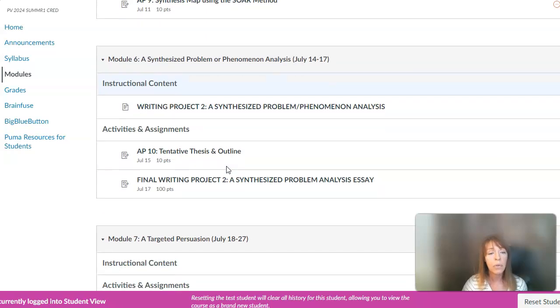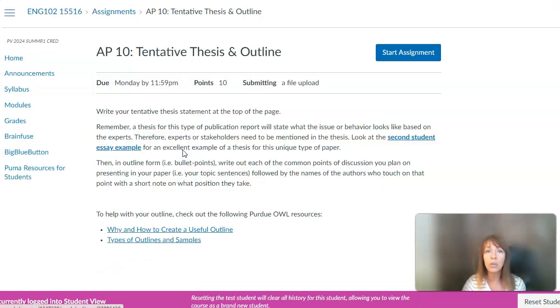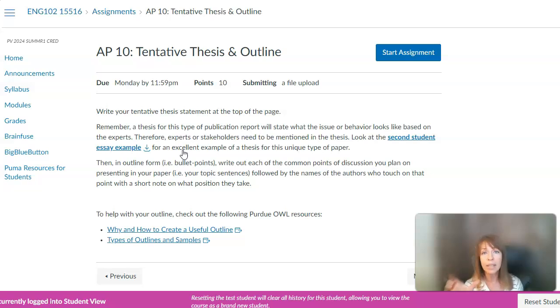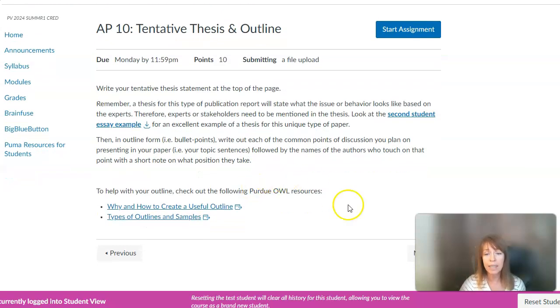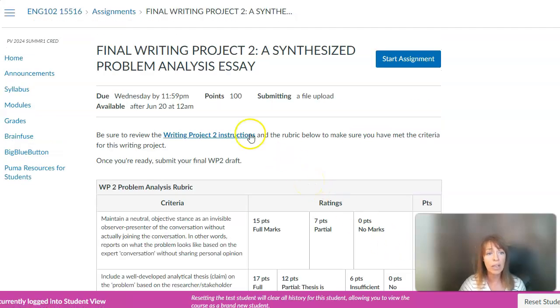So for Monday right here, just do your best to get in a thesis, what your thesis is going to be. And I have some little explanation right here, but again, go back to my Module 5 videos and that student example as an example. And then a little outline. So you'll have your thesis and then your key points of discussion, listing the authors that talk about those points of discussion. And that will help you organize the scaffolding for this essay to get it straight in your head. And then finally, we have the actual essay. It's going to be due on Wednesday night.